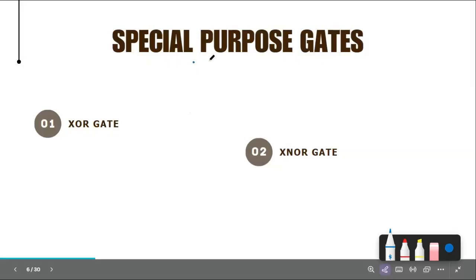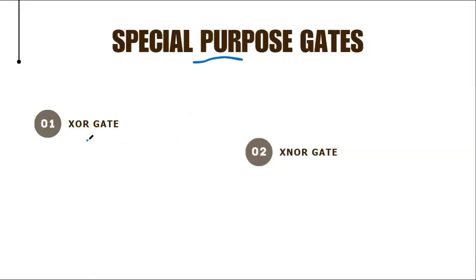Let's now move on to special purpose gates, namely the XOR gate and the XNOR gate. These are widely used in specialized applications such as arithmetic circuits for addition and subtraction, that is, half adder, full adder, half subtractor, and full subtractor. Also, these gates are used for data encryption and error detection systems.